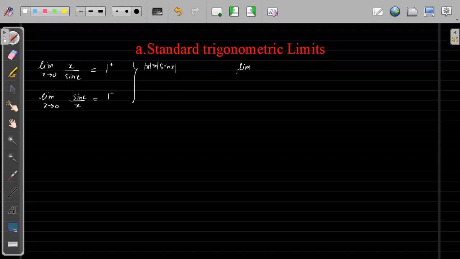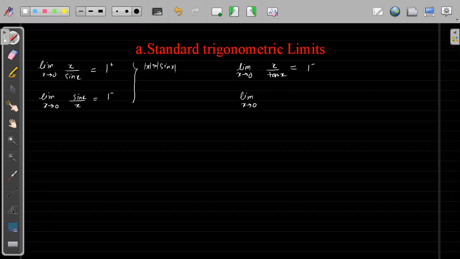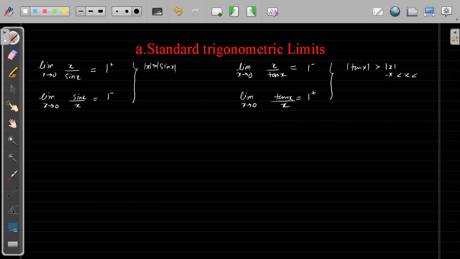So limit of x tending to 0, x by tan x will be equal to 1. To be precise, it will be 1 minus, and limit of x tending to 0, tan x upon x will be equal to 1 plus. Why will this happen? Because mod of tan x will be greater than mod of x. This holds for x greater than minus pi by 2 and less than pi by 2. So these were the 4 standard limits which we have seen yesterday.